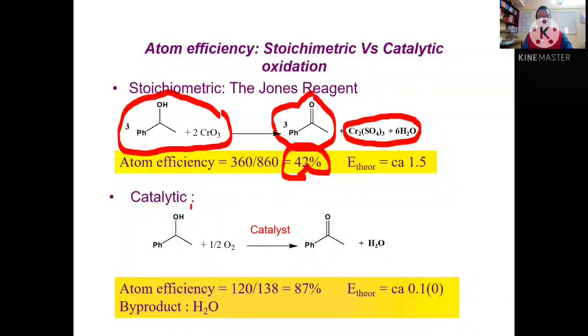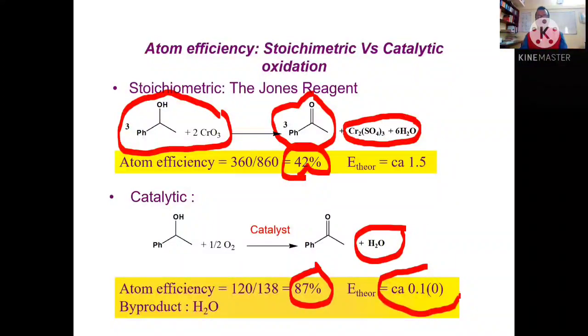Now they try to oxidize the same substrate using a suitable catalyst. Here you see the waste generation is less, only the waste is water, and in fact water is non-toxic. And the atom economy has risen from 42% to 87%, and the E factor decreased from 1.5 to 0.1. So as tomorrow's chemists, just remember, whether it is an addition reaction, an oxidation reaction, or any synthetic reaction, try to develop the process where more atoms present in the reactant are present in the product, which will increase the atom economy and decrease the environmental factor.